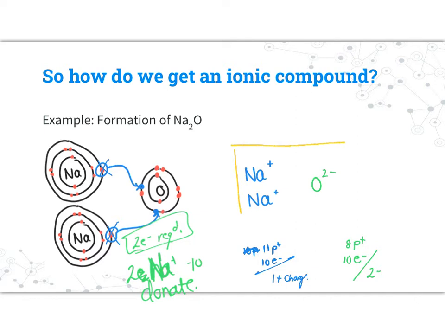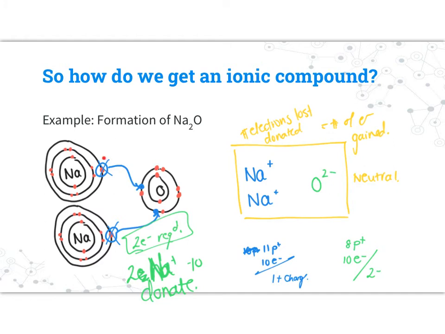Altogether, this needs to be neutral. So the number of electrons lost or donated must equal the number of electrons gained.